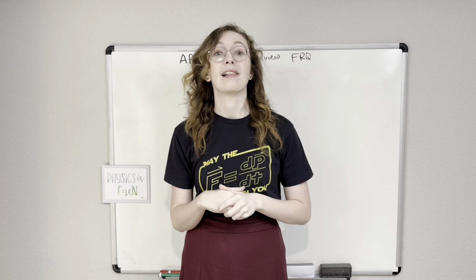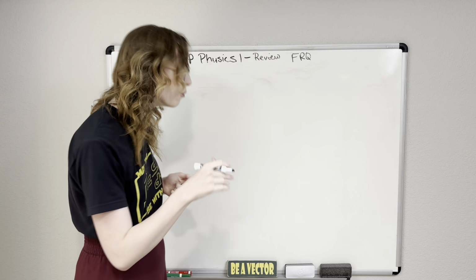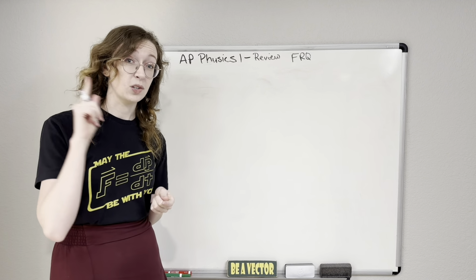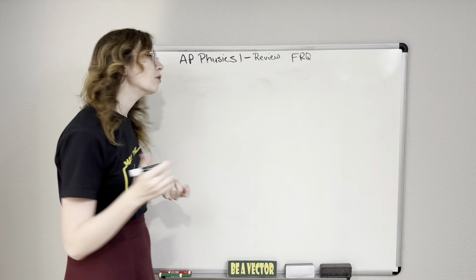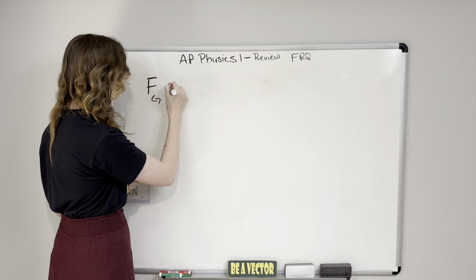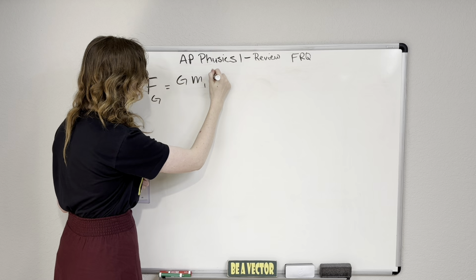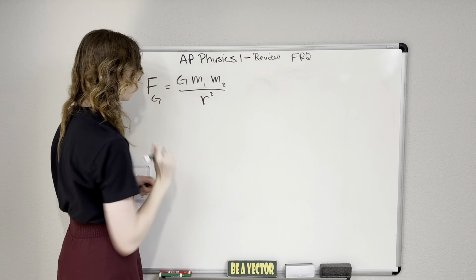So let's start out with a little bit of equation review, talking about some of those equations that you guys are hopefully pretty familiar with by now. The first of which is something you worked a lot with during your Newton's Laws of Motion unit, which is Newton's universal law of gravitation, which tells us that the force of gravity between two objects is equal to the gravitational constant times my first object's mass times my second object's mass divided by r squared.